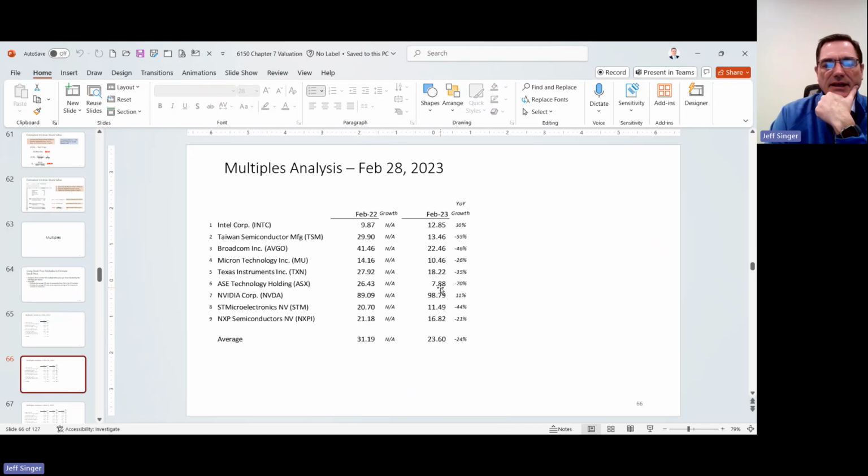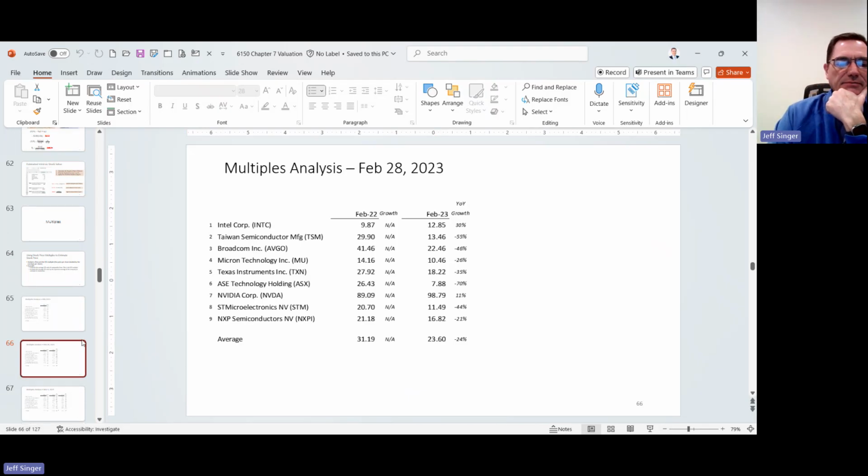And you can see like Ace Technologies has really gone down. And it probably reflects that a lot of investors pulled their money out of Ace and put it into NVIDIA and drove up their stock price. Intel got a little bit of a boost. You can see a number of them have gone down. In fact, the average PE for these 9 companies is 31.19 in 22, and a year later it's 23.60, with most of them retreating a little bit.